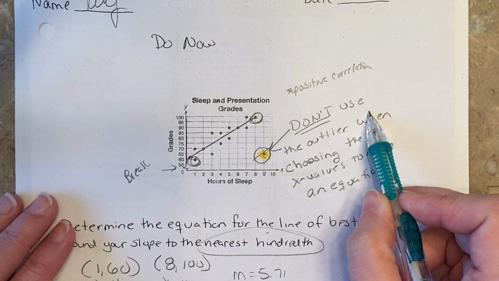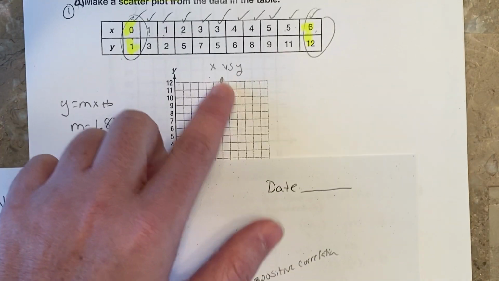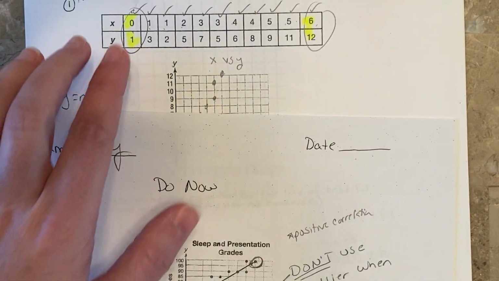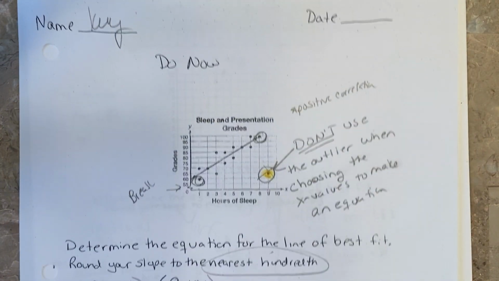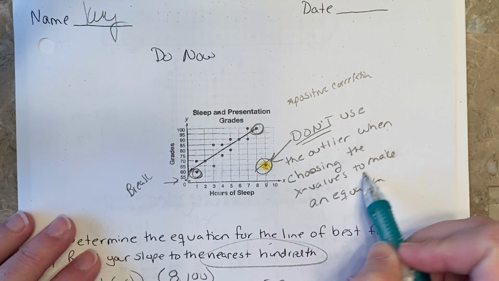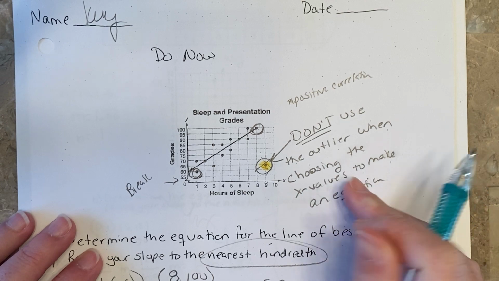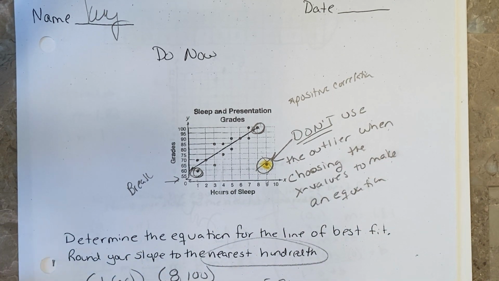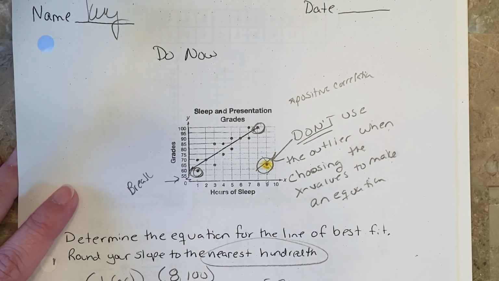And if this outlier happens to be your highest coordinate, you don't want to choose that when going from your lowest to highest. So if your outlier happens to be your lowest x or your highest x, you just ignore that. So I wrote here, do not use the outlier when choosing the x values to make an equation. I was going to do this question here, but we don't have to. I can just show it to you, because this doesn't really happen for you guys too much.